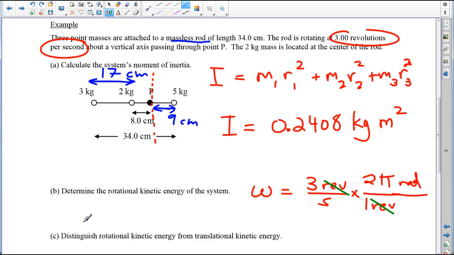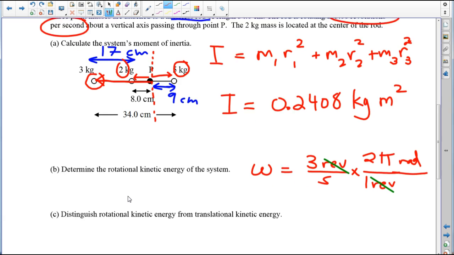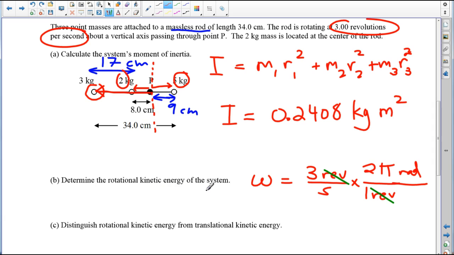Okay, when we left off, we were talking about an example where we had 3 different spheres attached to a massless rod. So the moment of inertia, which we found in part A, was found by taking this mass's distance, r, squared times the mass of 3. And then we added this distance squared times the mass of 2. And then we added this distance squared times the mass of 5. You add it all up to get the total moment of inertia, or the total rotational inertia, and we got this value. Then we had to find the rotational kinetic energy of the system.